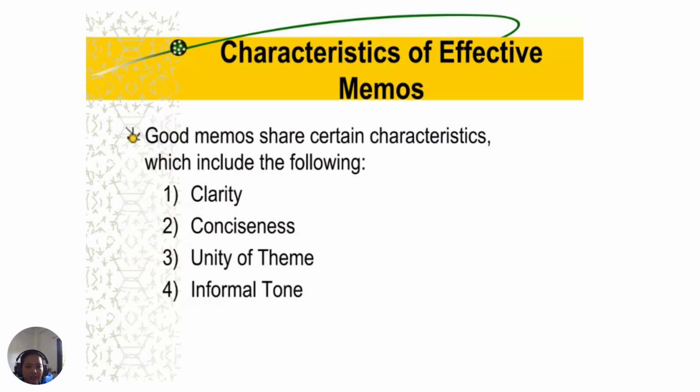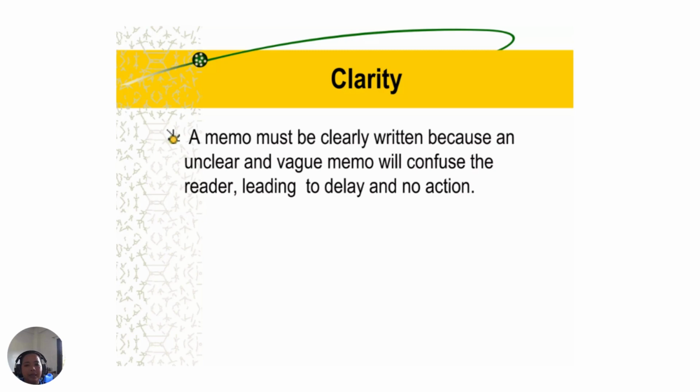So what are the characteristics of effective memos? The first one is that it should be clear, or there should be clarity. What do you mean by clarity? You try to make your memo clearly written, with no unclear, vague, or confusing words, and therefore no delay of action. You need to be really specific with words, time, place, and all.